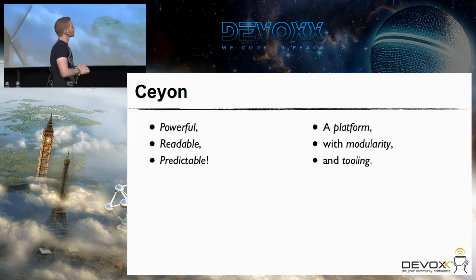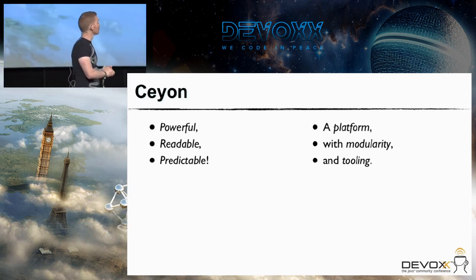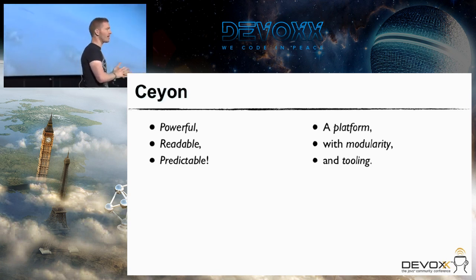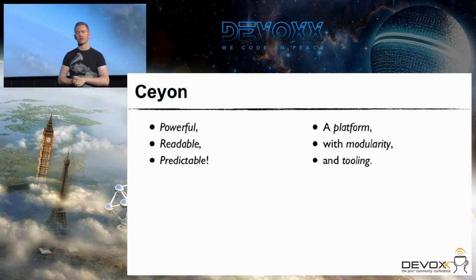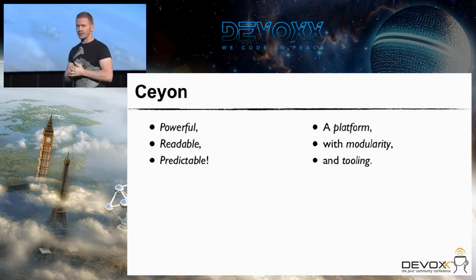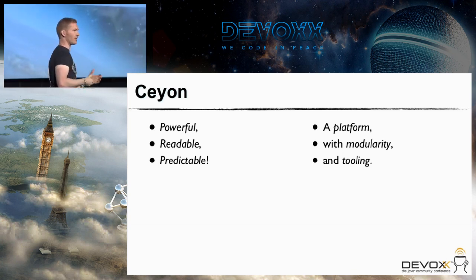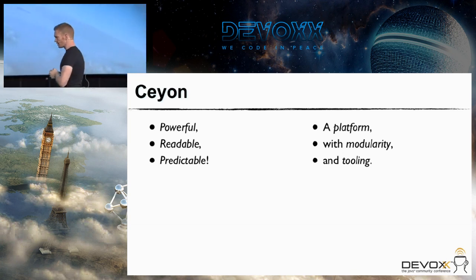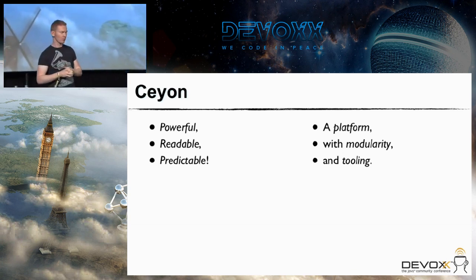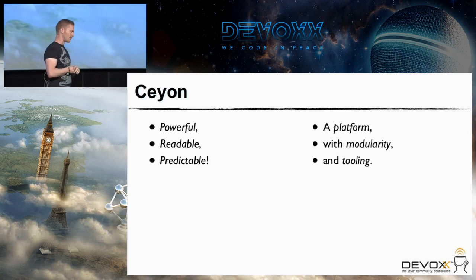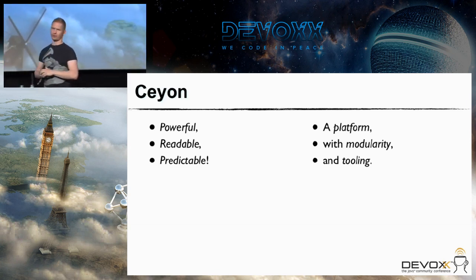Ceylon is not just a programming language. Ceylon is a platform with modularity and with tooling. It's a platform because what we're not doing in this project is building a different programming language for working with the existing SDK of, say, the JVM. Ceylon has its own, will have its own SDK that's designed to allow your code to be written and targeted towards either the JVM or a JavaScript virtual machine.